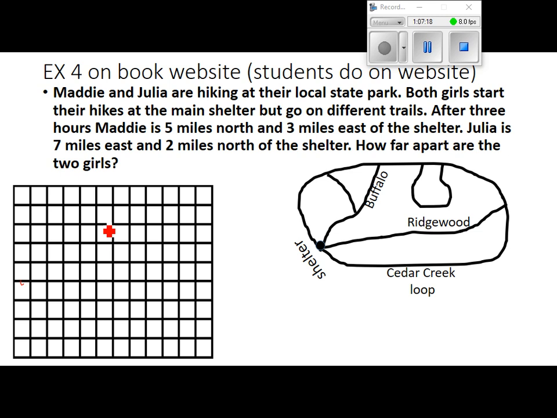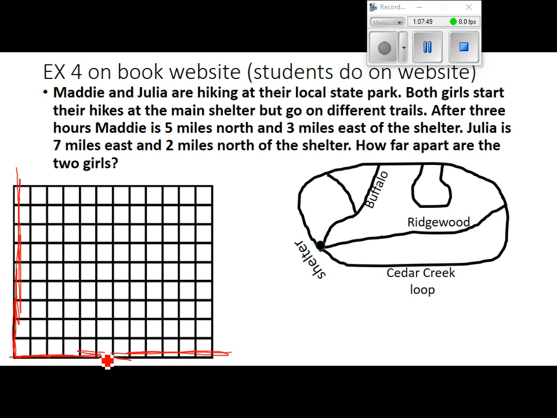So one of them goes 5 miles north. That's all right because that's positive, right? 3 miles east. Is that positive or negative? Positive. So that works. Julia goes 7 miles east, that's positive, and 2 miles north, that's positive. Do we need any negatives here? No. So could we make this our Y, and this bottom one down here, our X?